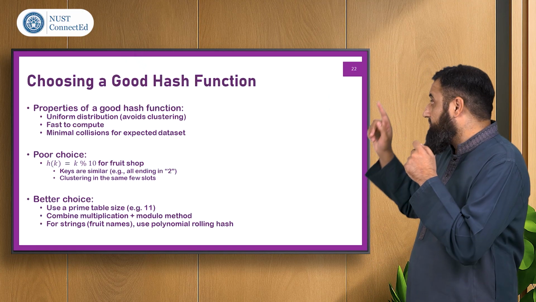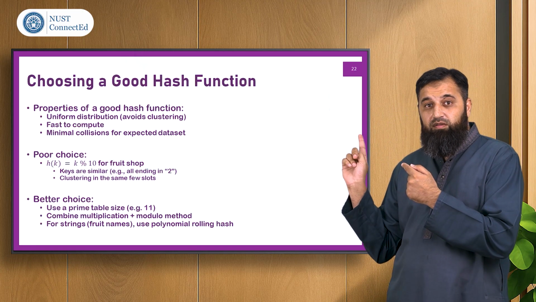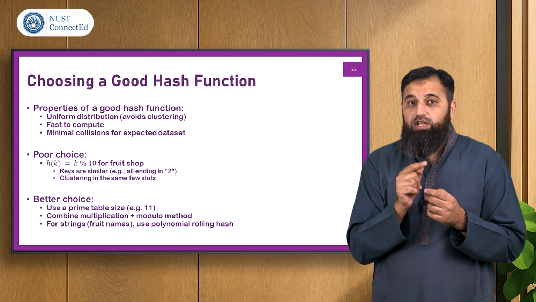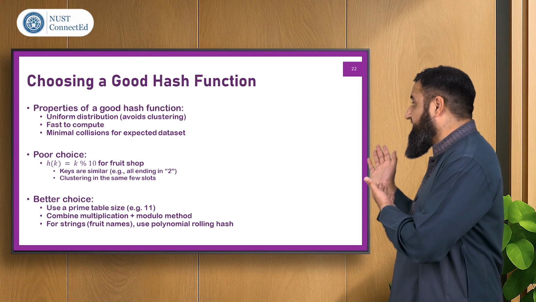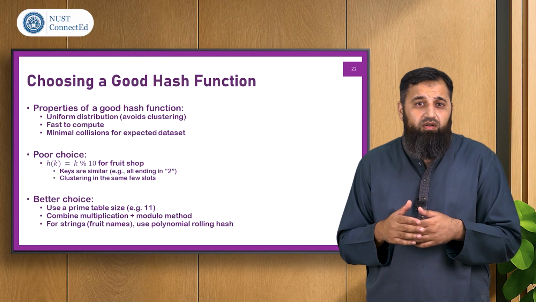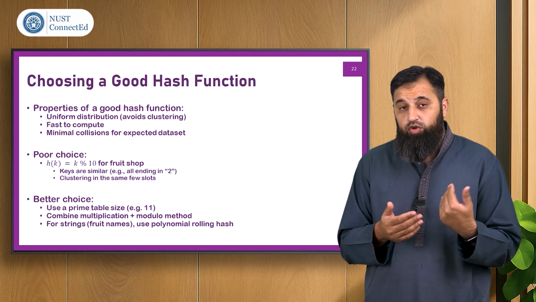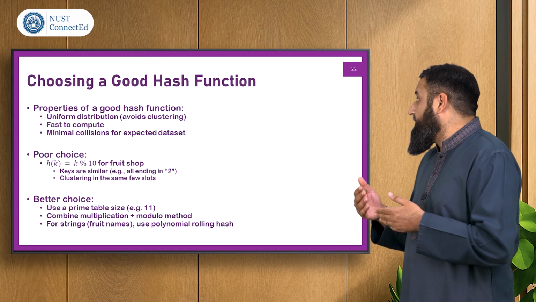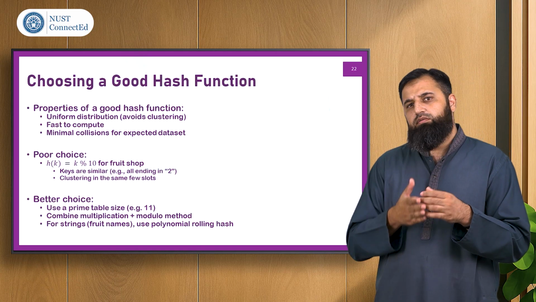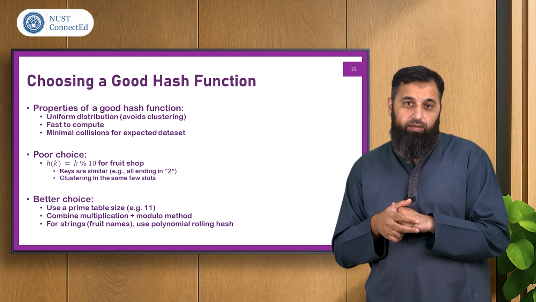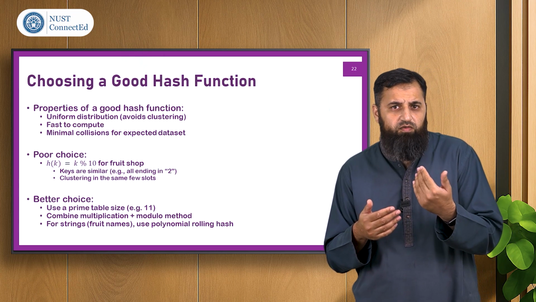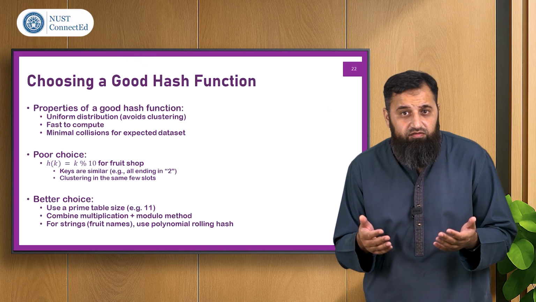The methodology that we used in our example was a very poor example. When the hash function is k mod 10, as in our fruit shop, many keys end up in slot 2. A better approach could be to either use a prime table size, let's say 11, or combine multiplication and modulo methods. If we have strings, let's say fruit names, we could use a polynomial rolling hash for better spread as well.